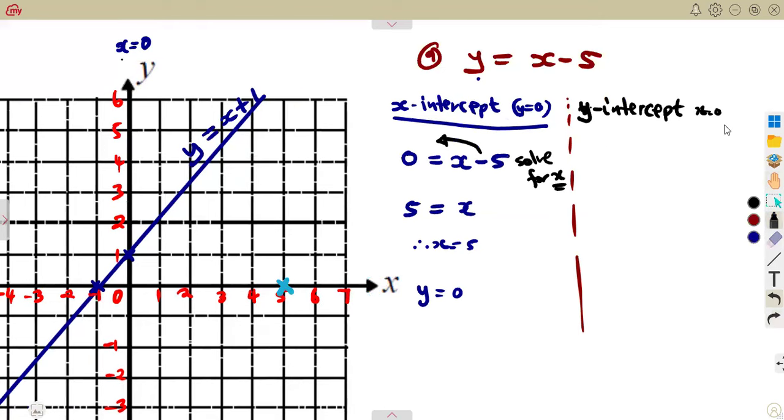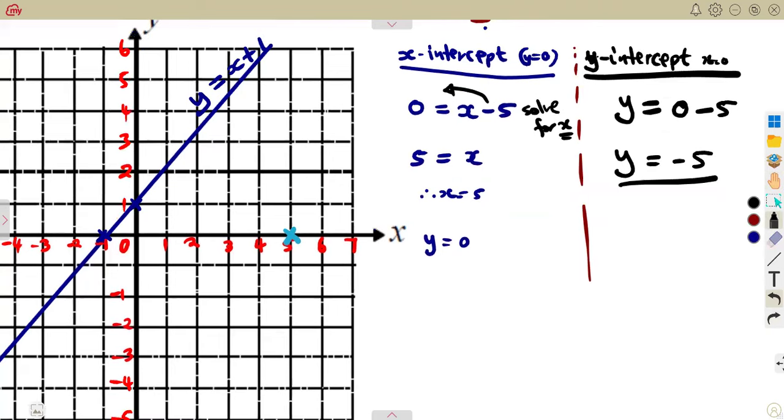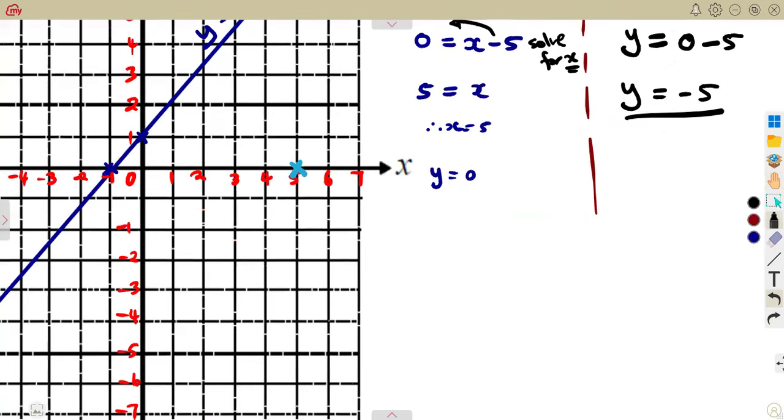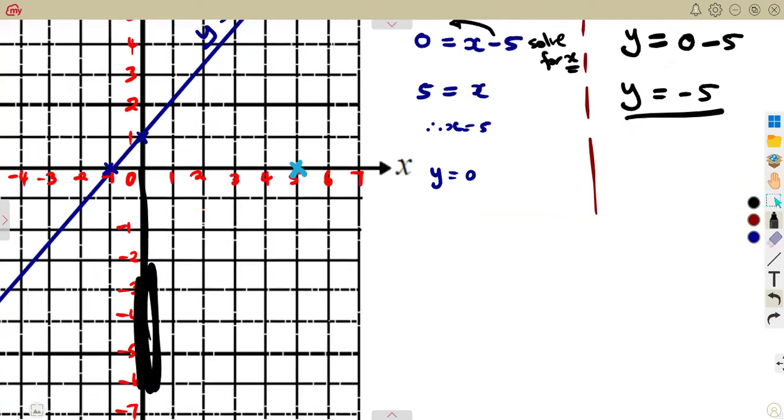For the y-intercept, x must be a 0. So you substitute y is equal to, in place of the x, you substitute a 0 there. That's 0 minus 5. So y is going to give us a minus 5. When x is 0, y is a minus 5. The y value is the one that you need at minus 5. Y is supposed to be a negative 5. It means down here along the y-axis, the negative side down there at minus 5.